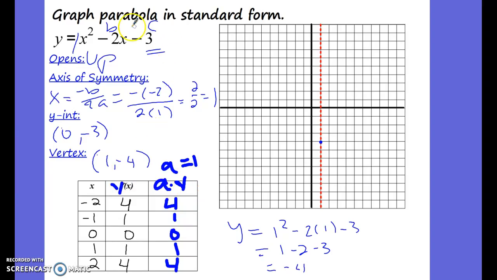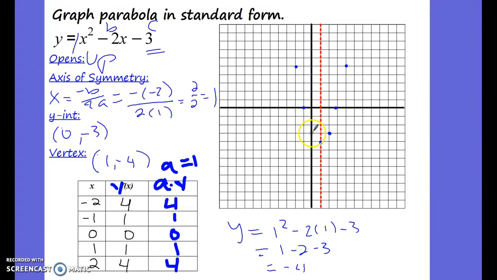Instead of picking an x value and plugging it in to find y, we're just going to use this shortcut. Well, since a is 1, nothing's going to change. So we are going to do that exact same pattern: start at our vertex, go over 1 and up 1, go over 2 and up 4, go over 3 and up 9, and then we will reflect those across the axis of symmetry. And this is our parabola.